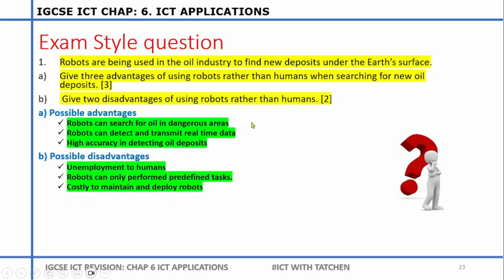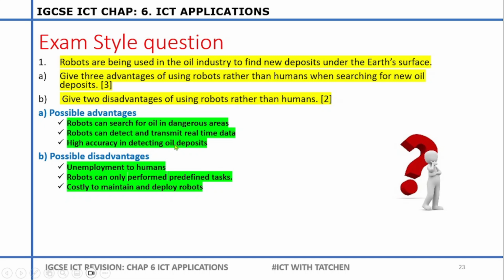So an example question, we have robots being used in the oil industry to find new deposits under the earth's surface. Give two advantages and two disadvantages of using robots rather than humans when searching for new oil deposits. So for advantages, you could look at things like they can search for oil in dangerous areas. That's a good one. Robots can detect and transmit real-time data. So you can even be having images of what is happening using the robot, but humans might not be able to provide that to you.